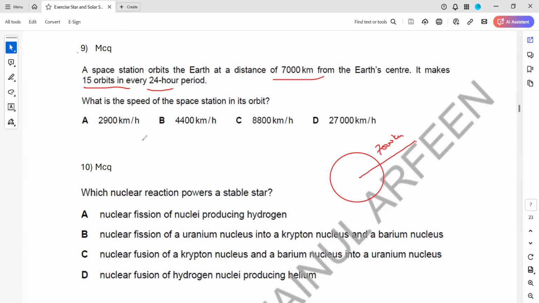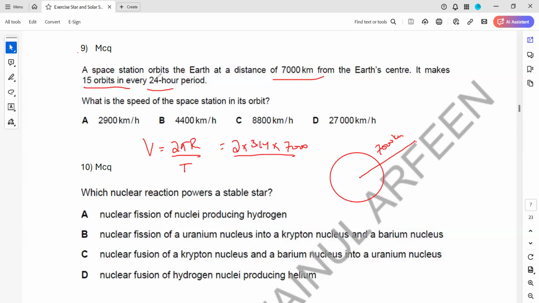So how do we work out the speed whenever an object moves in a circular path? Speed is distance divided by time, which equals the circumference divided by time. So circumference, which will be 2 pi r divided by t. Now 2 multiplied by 3.14 multiplied by the radius. So what is the radius? That is 7,000. So we write 7,000. This is 2 pi r divided by t.